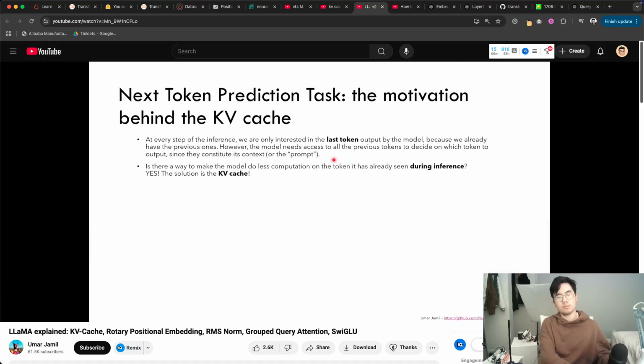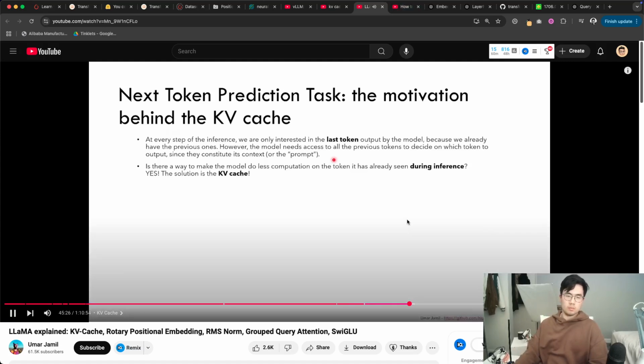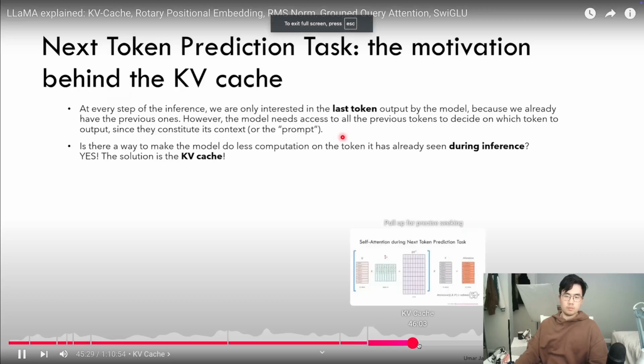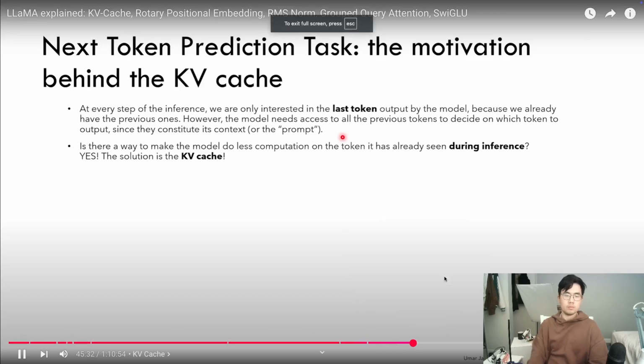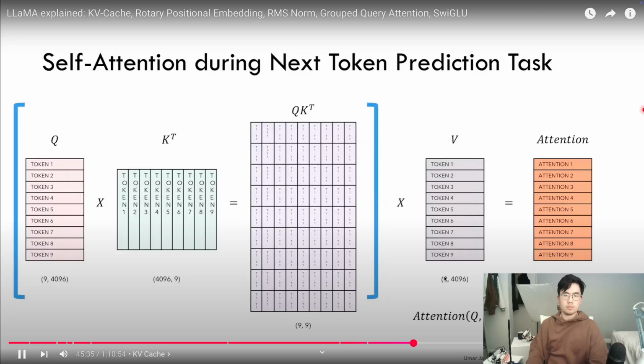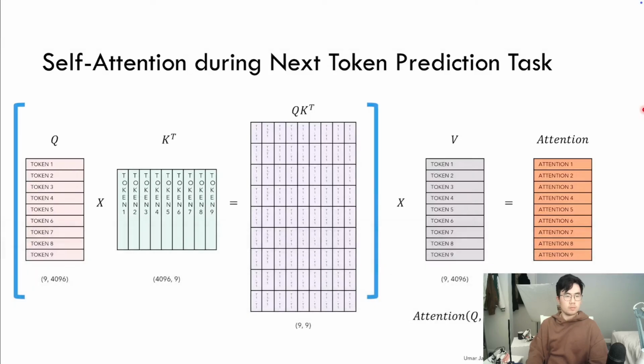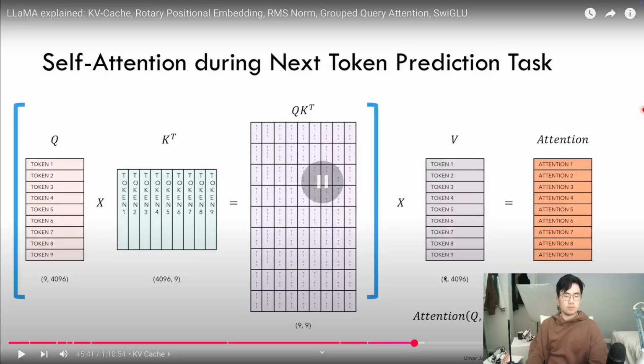So the KV cache is a way to do less computation on the tokens that we have already seen during inferencing. So it's only applied during inferencing in a transformer model. And it not only applies to the transformer like the one in Llama, but to all transformer models, because all transformer models work in this way. This is a picture of how the self-attention works during the next token prediction task.